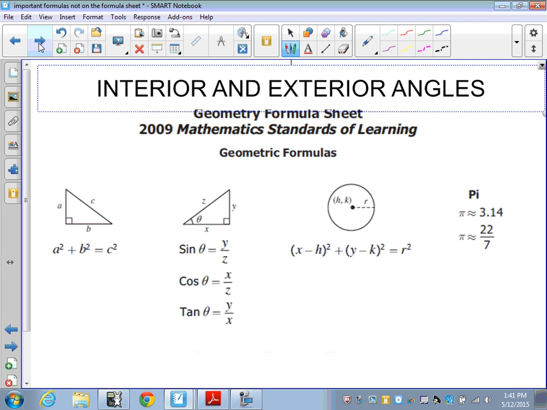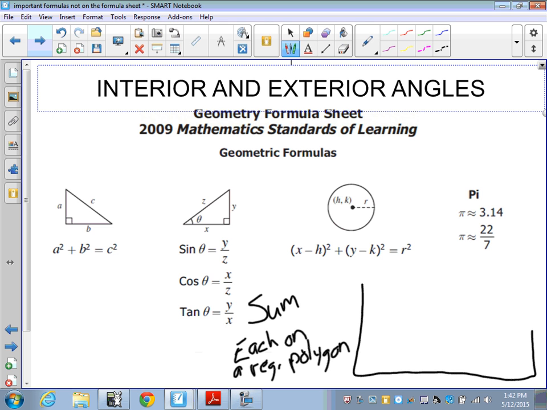One formula that I think is very important that's not on here, probably the most important one, is the interior and exterior angles. These are formulas that are pretty easy to remember, but maybe you're struggling to remember them. A great place to write them would be right underneath the circles. There's a little gap right there. So the way that I had it was I taught my students to write a chart, the sum or each on a regular polygon. And we had a little chart, and we had interior and exterior angles.